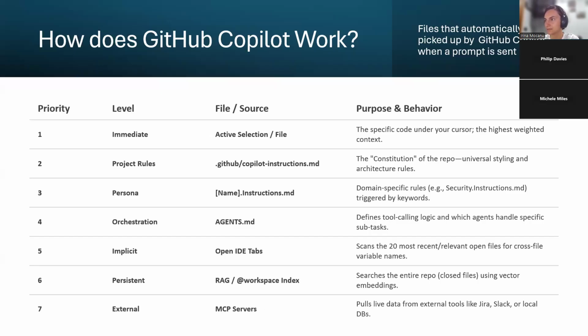And the last one is MCP servers. Now this one gets triggered when you instruct GitHub Copilot to say, use this MCP tool to perform this task. So this is the last one.